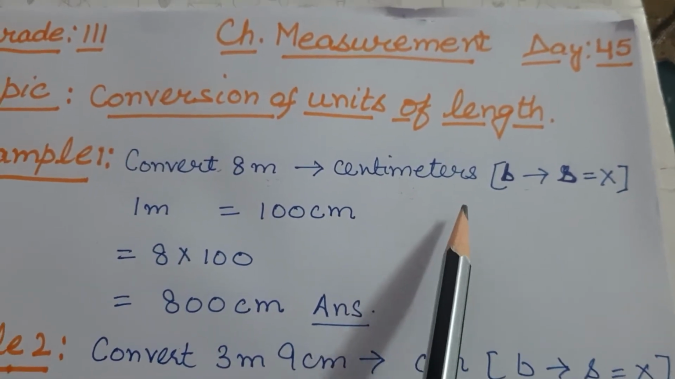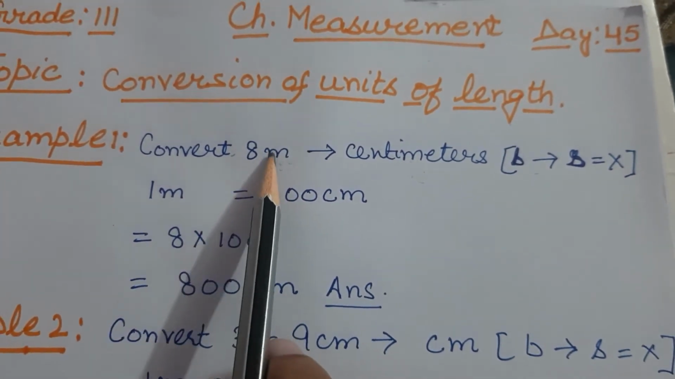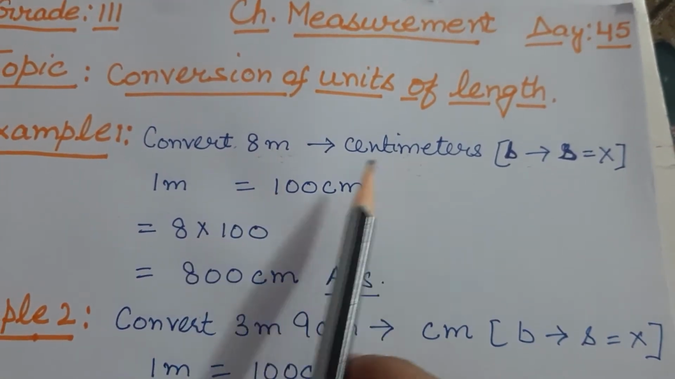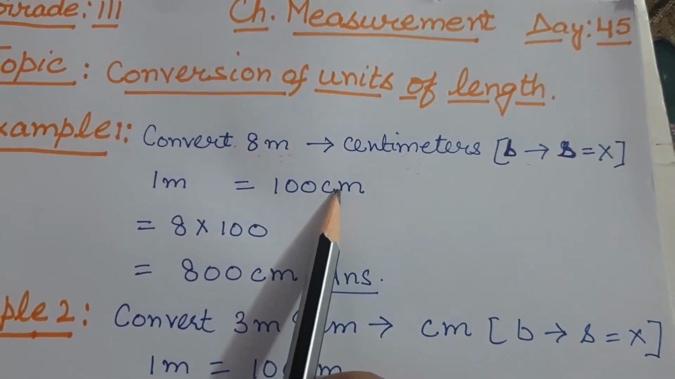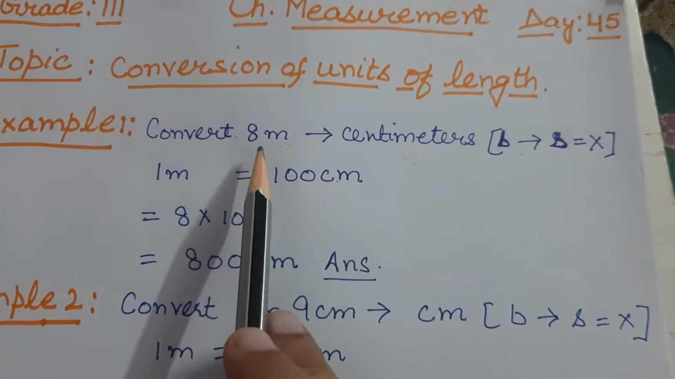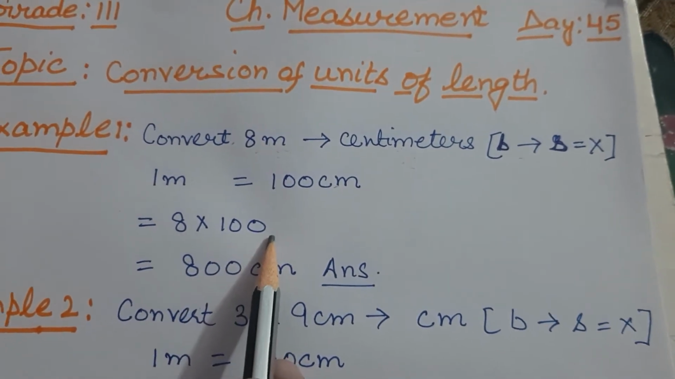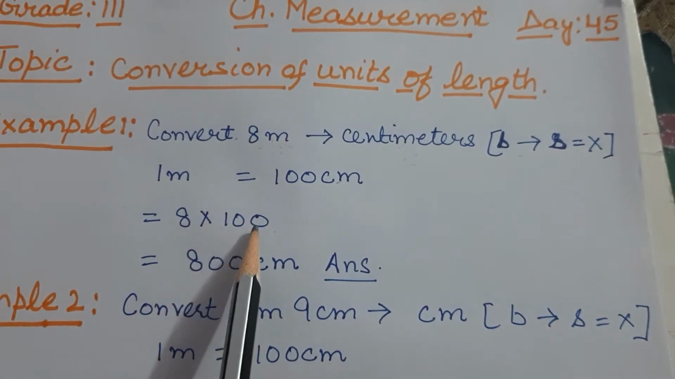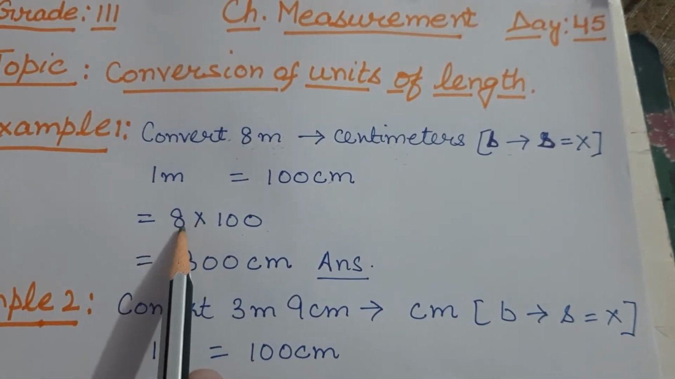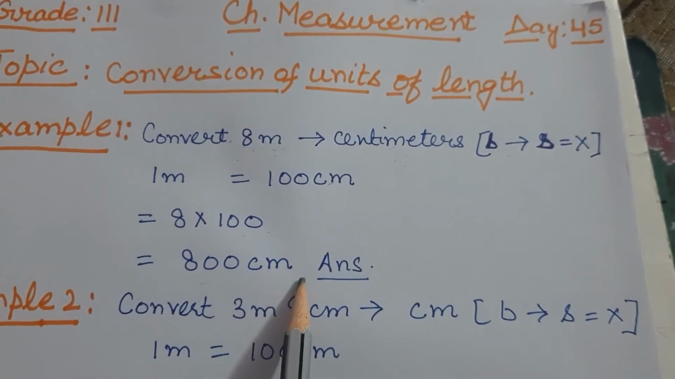So first of all, we will write their relation, which we are having in the statement, like meters and centimeter. So 1 meter is equal to 100 centimeter. So 8 meter will be 8 into 100. In place of 1 meter, we will write 100 centimeter, because this meter is multiplied with 8. So 8 into 100, we get 800 centimeters.